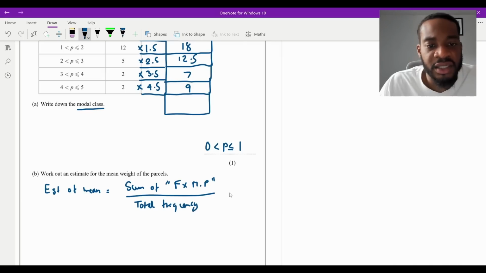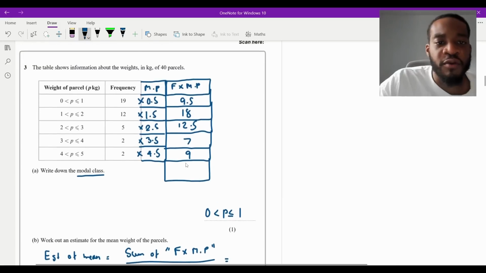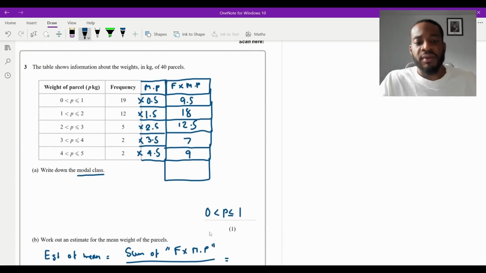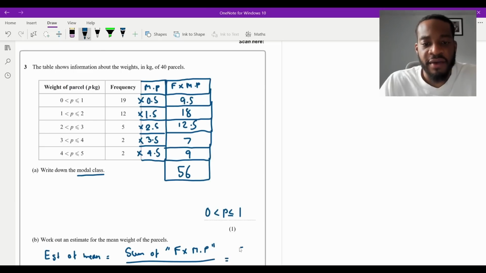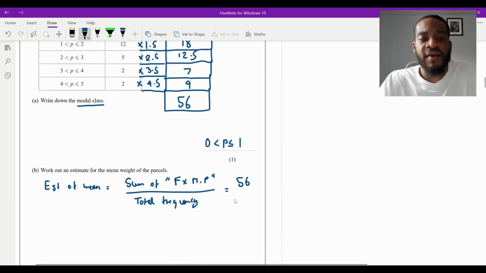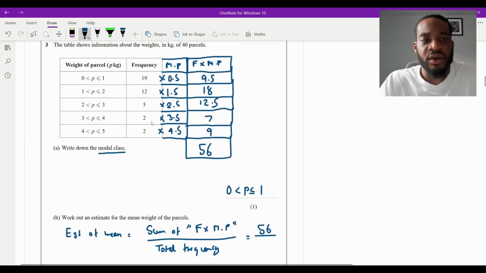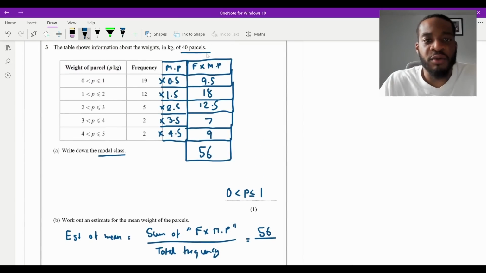So with that being said, I'm going to figure out the sum of the frequency times midpoint column by adding all of these numbers together. So that's going to be 9.5 plus 18 plus 12.5 plus 7 plus 9. And that is equal to 56. So 56 would go there. And then we're going to divide this by the total frequency. You can get that by adding all of these together. But it just says that there were 40 parcels, so you can get it from there as well. But you can add these as well, just to be safe. And you'll get 40 as well.